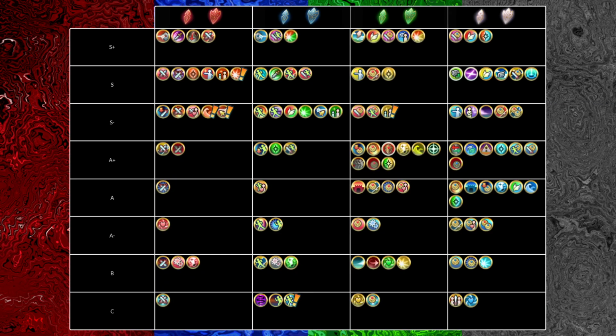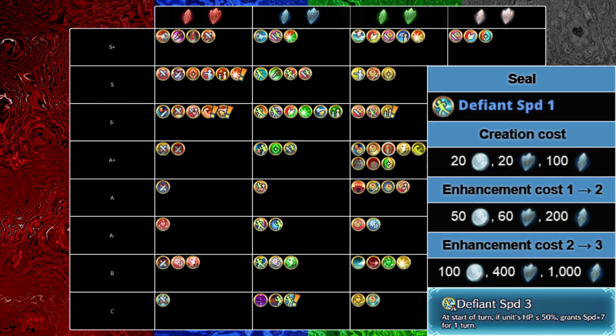Now, to talk about the actual seals that have been added, let's start with the worst seal added, Defiant Speed. I don't think I have to talk too much about this one. It's the same issue as the Defiant Def and Defiant Attack seals. Nobody cares. They only work when you're under 50% HP and they don't do enough for you. Especially since at this point, Own Speed 4 is a thing.